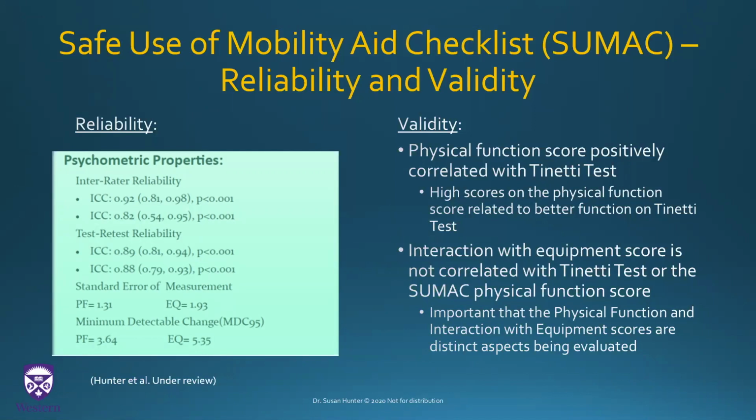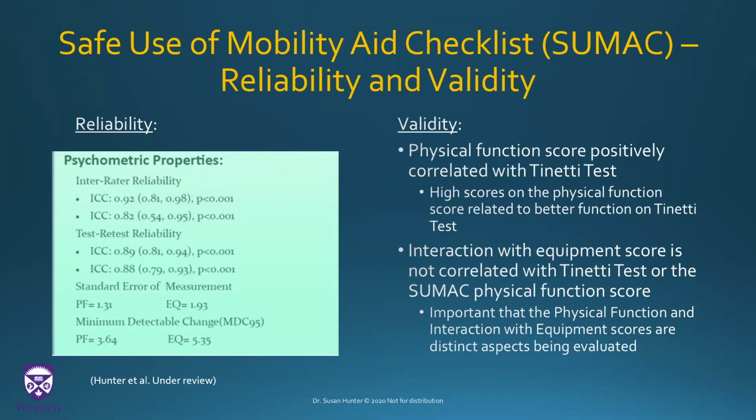Now, when we looked at validity, we compared our test scores to already established tests, which is the POMA, or the Performance-Oriented Mobility Assessment, a very common tool for assessing gait and balance across care settings. We found that the physical function score positively correlated to scores on the POMA, such that high scores of physical function on the SUMAC were related to better function on the POMA. And that's what we would hope to have found.